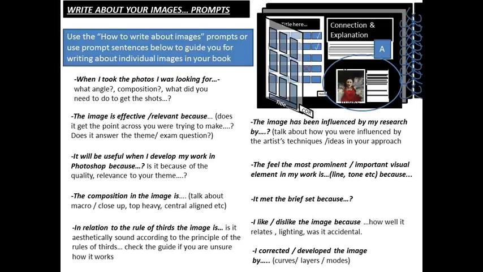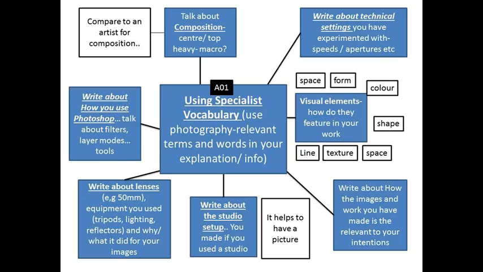The first couple of prompts here are just for writing about your images, and they start off as questions really, and basically you just need to answer those questions in sentence form in your booklets. Try and use specialist vocabulary whenever you can, talking about camera settings. Make sure you think about things like the visual elements, talking about art and design as well as photography, and then what technical language can you get in there. Talk about lenses, talk about what you did on Photoshop, try and be specific.